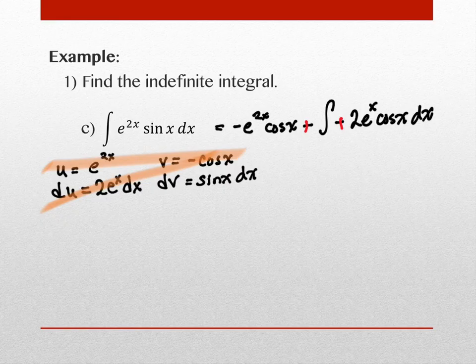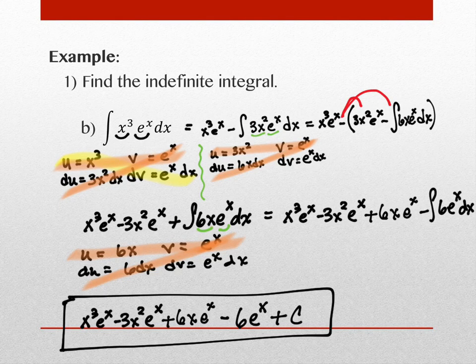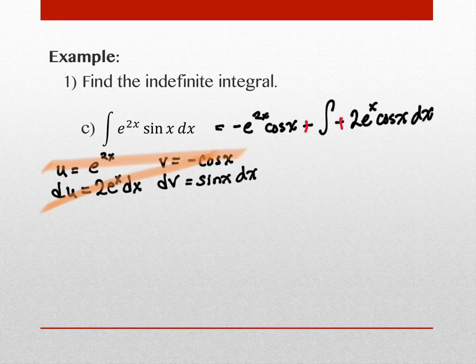I changed from e to the 2x sine x to e to the 2x cosine of x. And that is almost identical to the last thing I did. It didn't even get easier. Over here, it got easier, right? It went from x cubed down to x squared. There was hope at the end of the tunnel that it was going to actually go away at some point. None of these are going to go away. Let me show you what happens though.